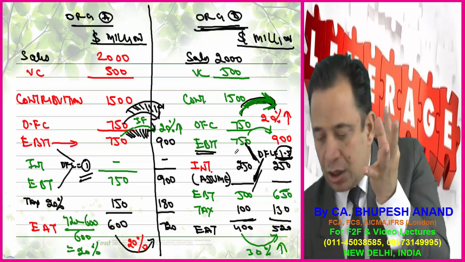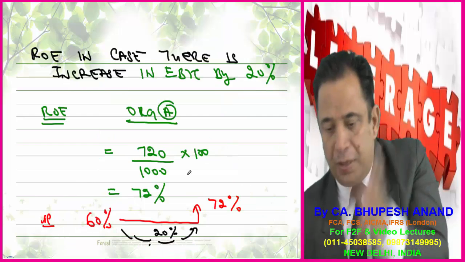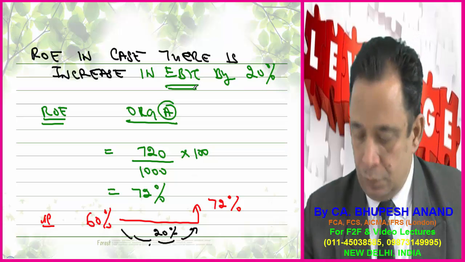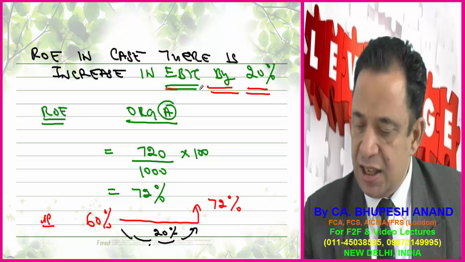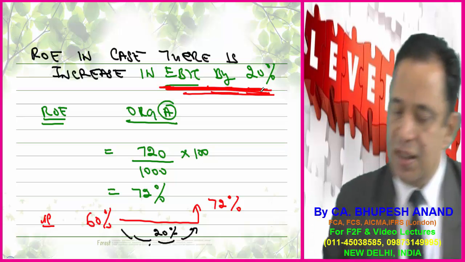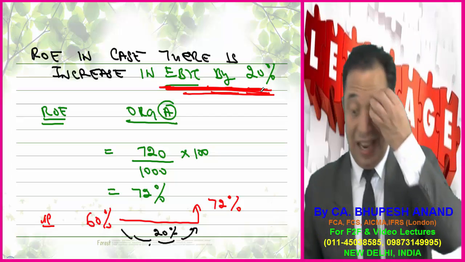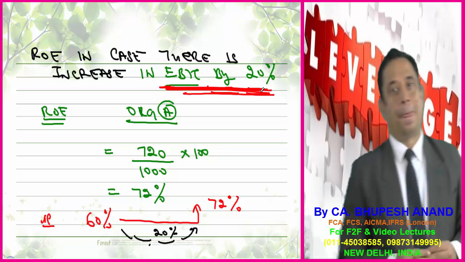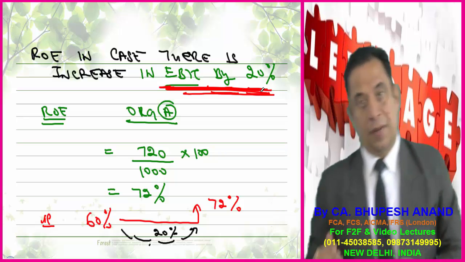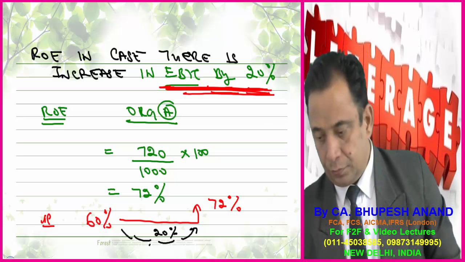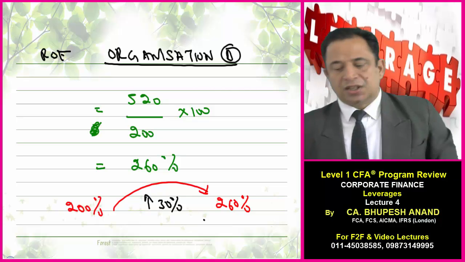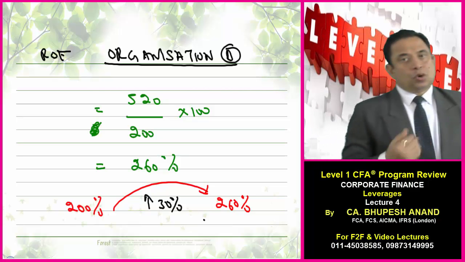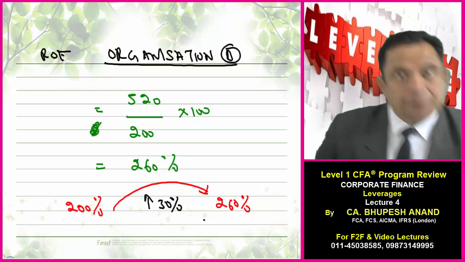So now see these figures. Now I have given you the example. Now please write out ROE in case there is an increase in EBIT by 20%. In organization A, 720 upon 1000 into 100, that comes to 72%. It means from 60 to 72 there is an increase by 20%. In organization B, 520 upon 200 into 100, that comes to 260%. It means from 200% to 260%, there is an increase by 30%.